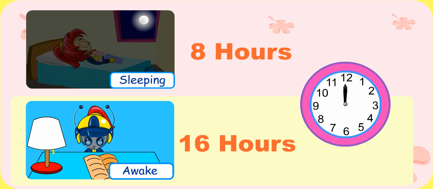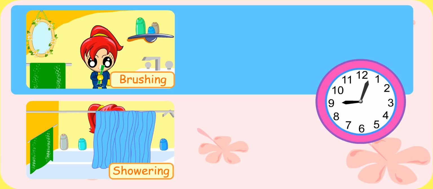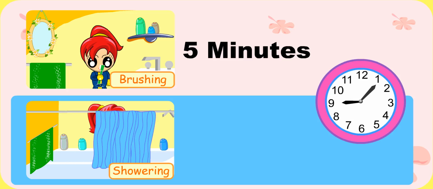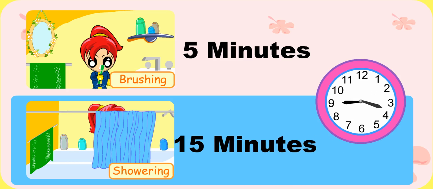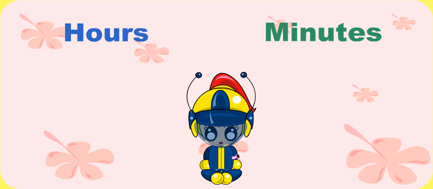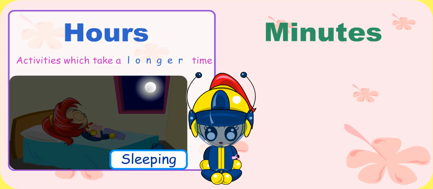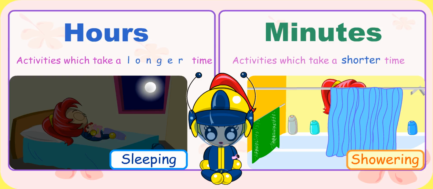You're absolutely right. Now, do you think you spend less time brushing your teeth or less time taking a shower? I spend less time brushing my teeth. I take about 5 minutes to brush my teeth. Since you've answered both my questions correctly, can you tell me then, when do we use hour or minute to describe time? I know, hours are used to talk about activities which take longer time, such as sleeping, while minutes are for activities which take shorter time, such as showering.